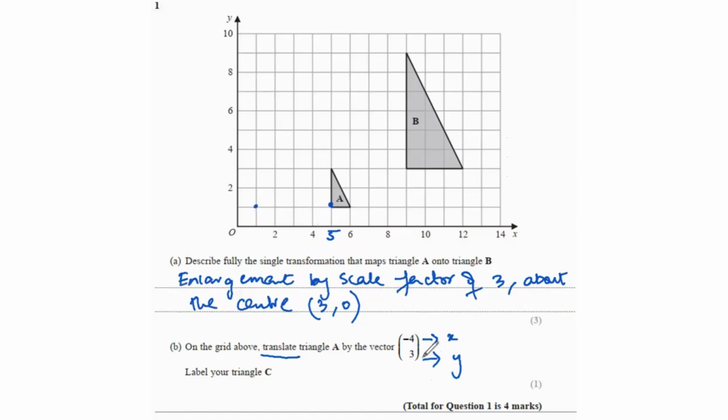Then it's 3 units up. So if it's at 1 over here for Y, 3 units up is going to be at 4. So this is where the point will come. So let me remove this. Similarly, if I pick this point, so move this 4 units to the left. So it comes at 2. And then 3 units up, that's over here. And then the third point is going to come over here. 4 units to the left and 3 up. So now this is your triangle C.